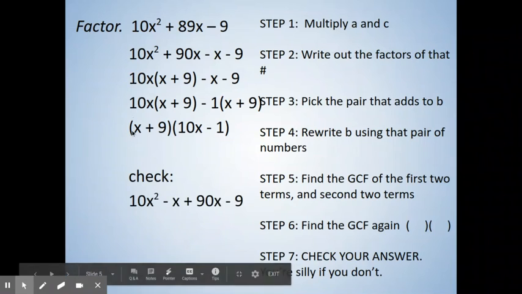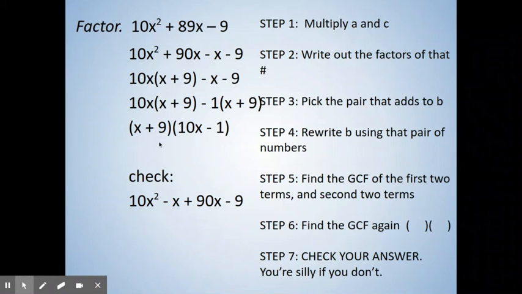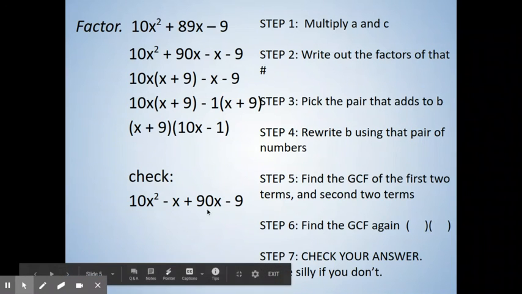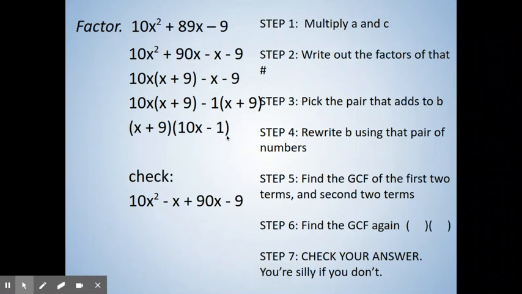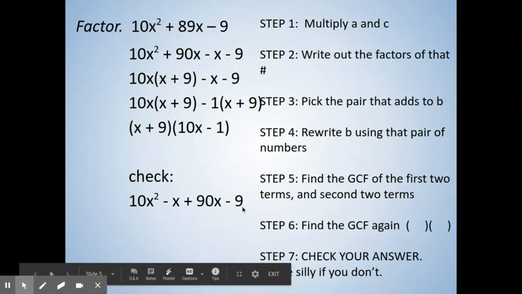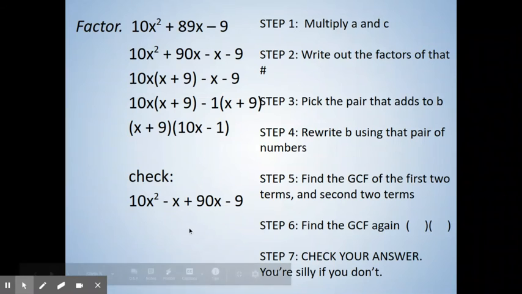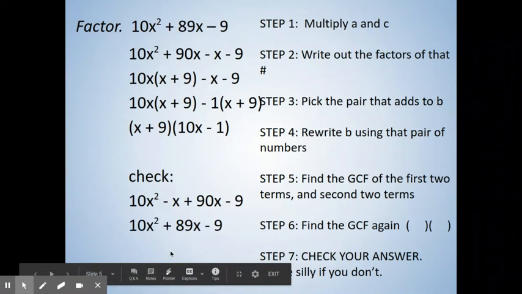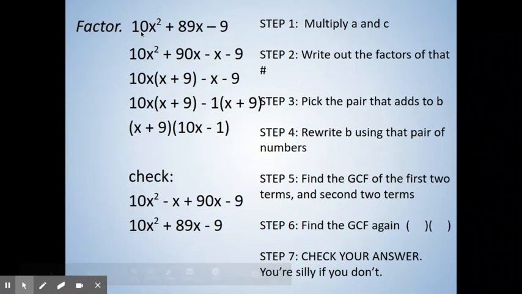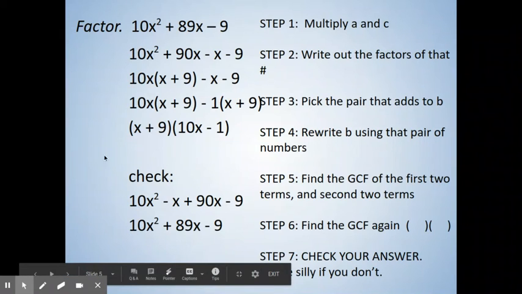So when we multiply, x times 10x gives us 10x squared. X times the negative 1 gives us negative x. 9 times 10x gives us 90x. And then 9 times negative 1 gives us negative 9. So we've got this right here. I notice I can combine those two middle terms, so that would give me 89x. And then, ta-da, it is the same thing we started with.